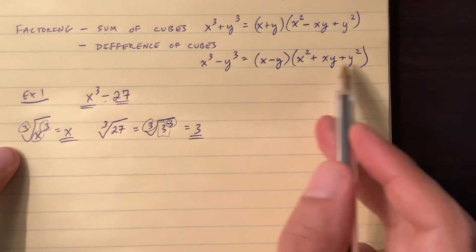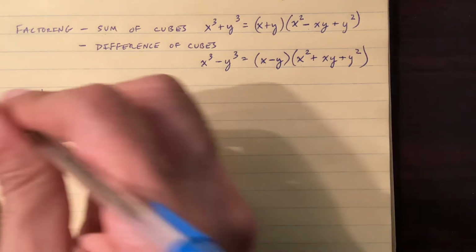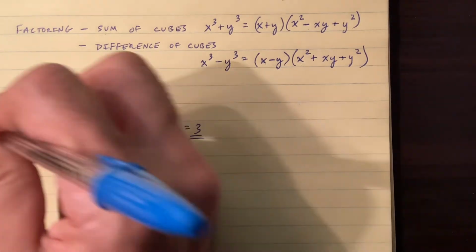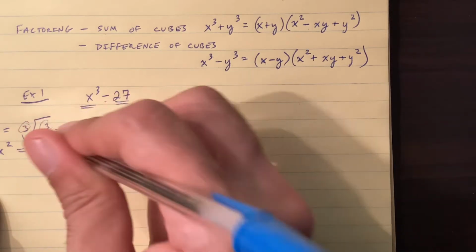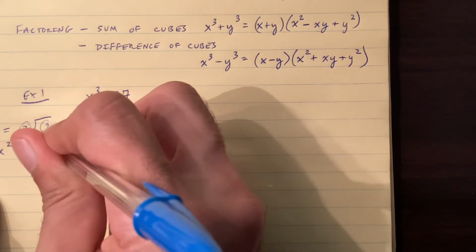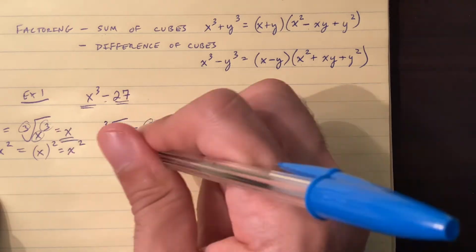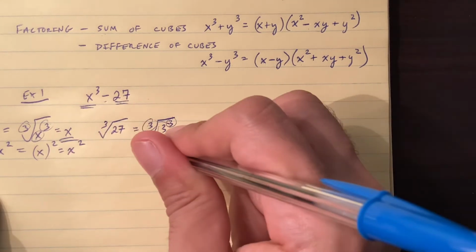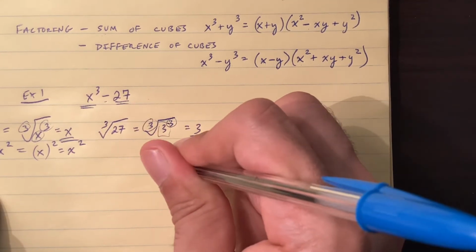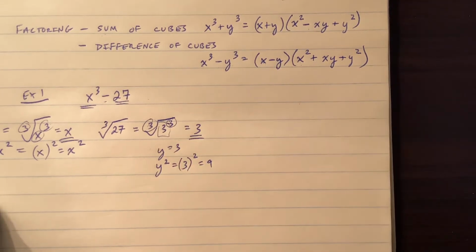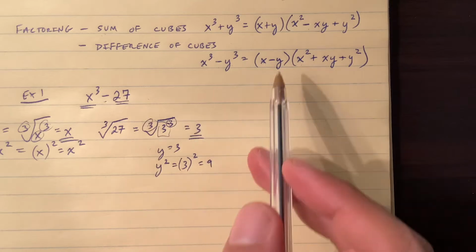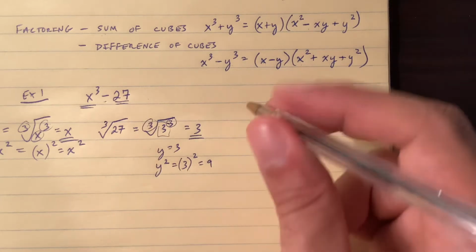But we also want x squared and y squared. So in order to square this, we're just going to raise it to the second power. And then if this is our y equals 3, we want y squared. So we're going to square this, and we get 9. All right, so we just have to plug in the pieces where they should go.